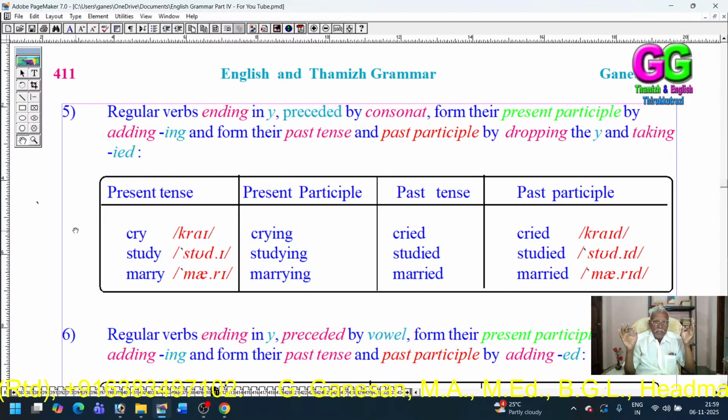Rule 5. Regular verbs ending in Y, preceded by consonant, form their present participle by adding ing and form their past tense and past participle by dropping the Y and taking ied. My dear children, regular verbs ending in Y, preceded by consonants, form their present participle by taking ing and form their past tense and past participle by dropping the Y and taking ied.